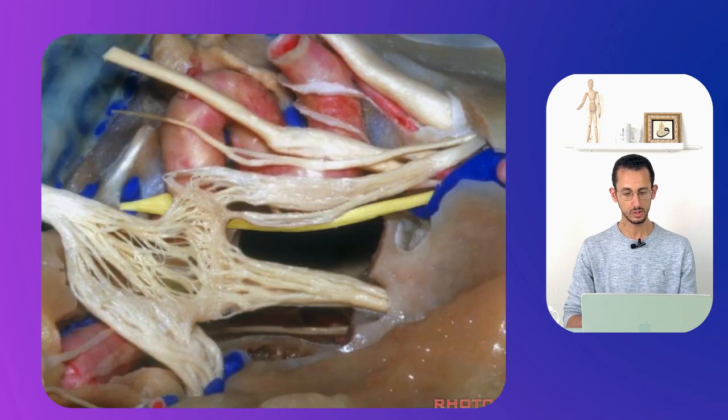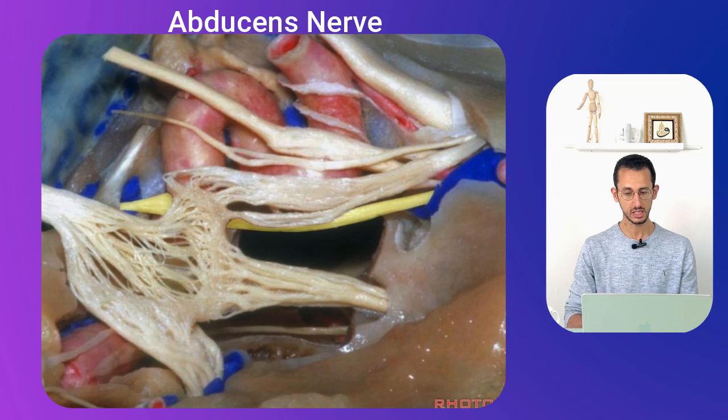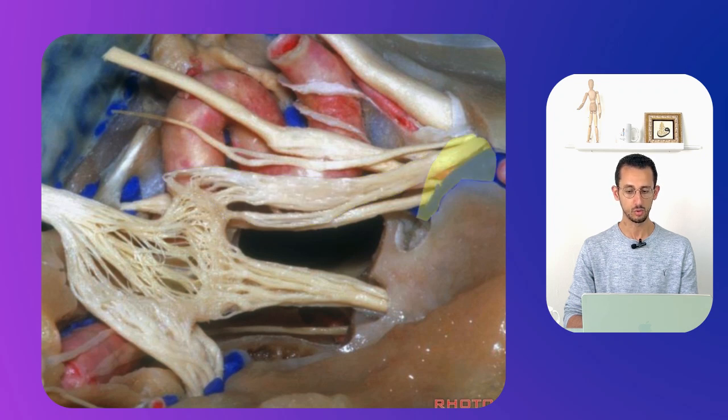Then here we will see how this nerve, the abducens, will course and go into the superior orbital fissure. So the abducens nerve is seen here, with the ophthalmic nerve, then they go through together in the cavernous sinus, and then they enter into the orbit through the superior orbital fissure.